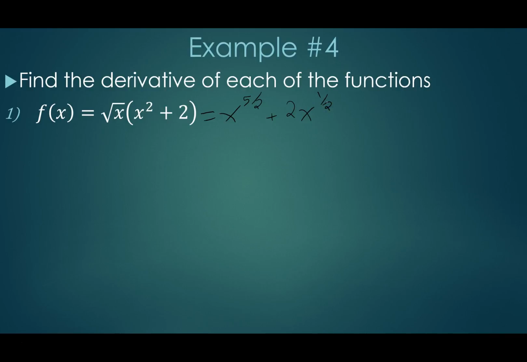This is now a very straightforward polynomial that I do my usual power rule for the derivative. Exponent goes in front, decrease it by 1. Exponent goes in front, so 2 times a half cancels. Exponent decreases by 1.